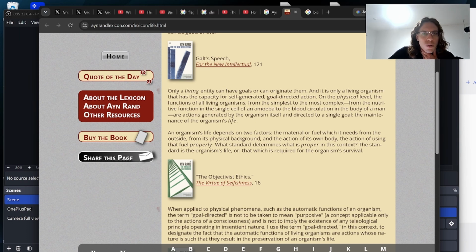Only a living entity can have goals or can originate them. It is only a living organism that has the capacity for self-generated, goal-directed action. On the physical level, the functions of all living organisms, from the simplest to the most complex, from the nutritive function in a single cell of an amoeba to the blood circulation in the body of man, are actions generated by the organism itself and directed to a single goal, the maintenance of the organism's life. Okay, so here she explains what self-generated means.